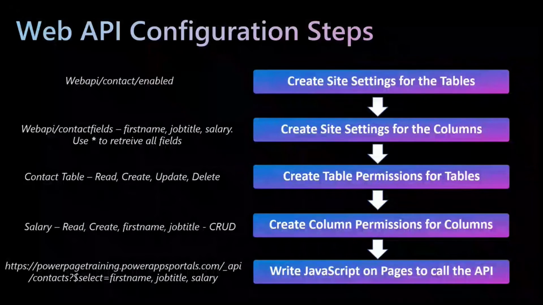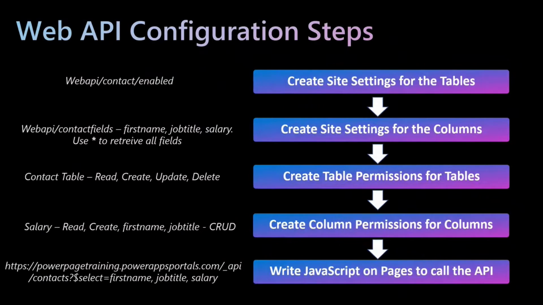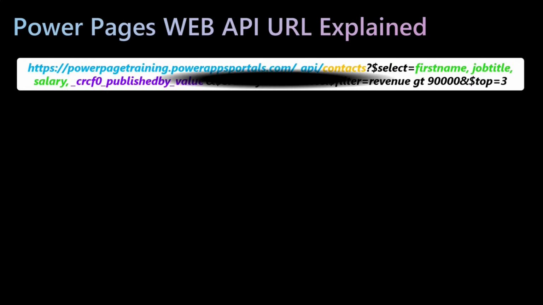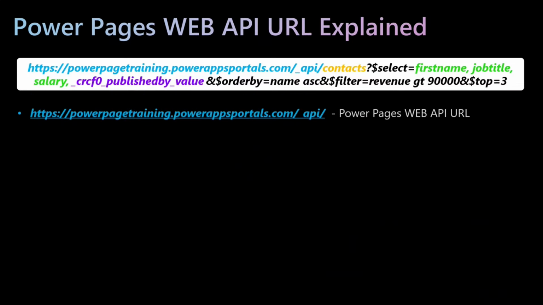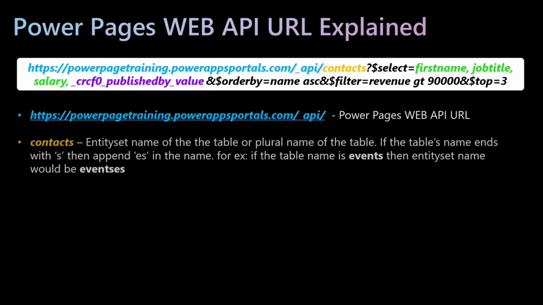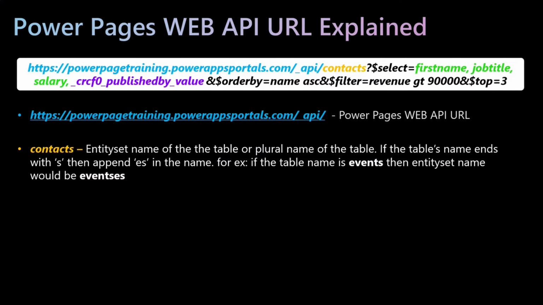But still, I just wanted to give some basic information about the API URL, how your web API URL looks. So let's say this is my URL. The first part is your Power Pages web API URL: https, Power Pages Training, powerappsportal.com/API/. This is basically your Power Pages web API URL. It can be changed based on your configuration. And the second part is contacts, which is obviously the entity set name of the table.